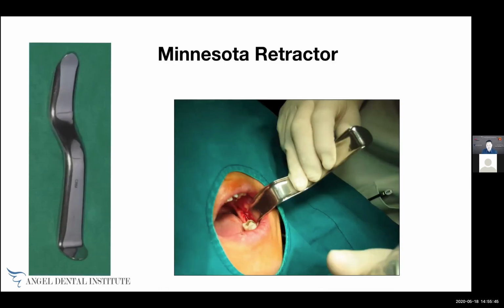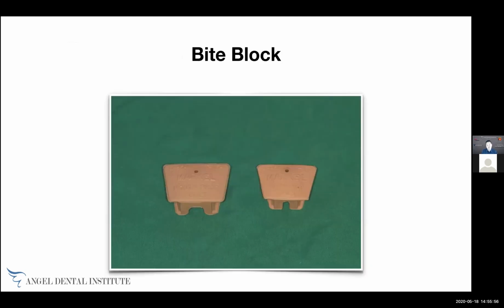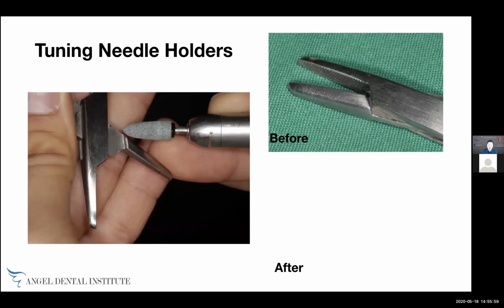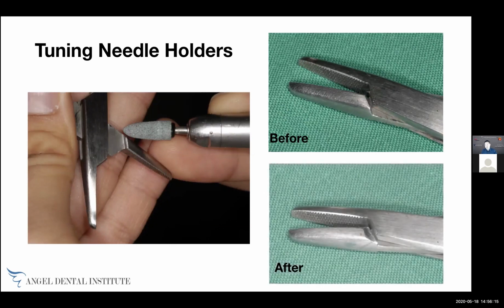Minnesota retractor, obviously. A lot of people, if you try to use a mirror to retract, it'll put too much pressure on the angle of the lip. So Minnesota, okay. I like to use bite block so it's less tiring for the patient. And this you usually don't have to do with a newer needle holder, but if you have older needle holders, you might want to consider doing this, tuning the needle holder. So if you look at the right, you have a typical needle holder. And this is after tuning. What that does is when you're tying a knot, it'll slide off much easier if you have this tuned, okay?